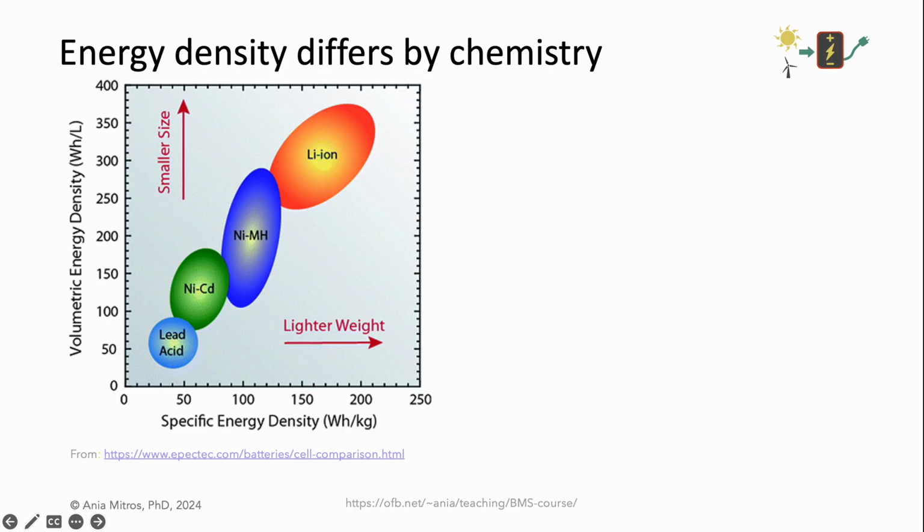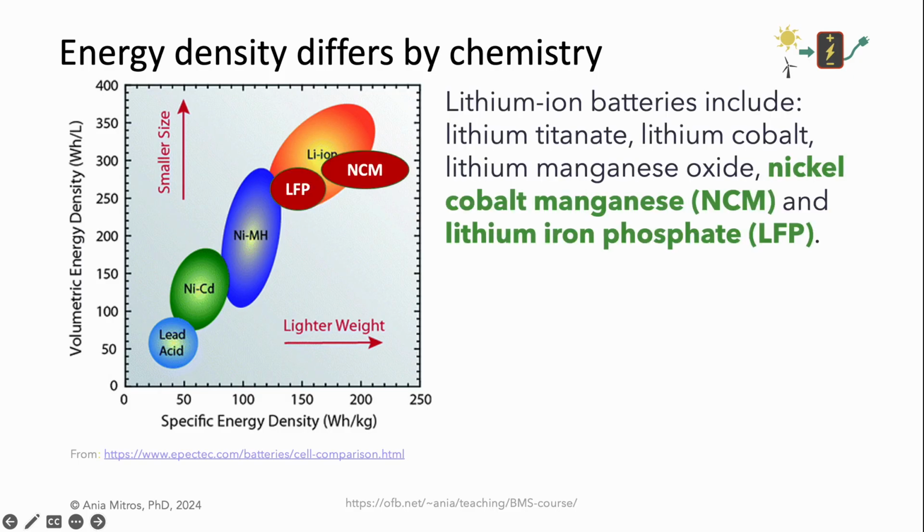Lithium-ion is actually a family of chemistries. 2 of the most common for electric vehicles are NCM, nickel cobalt manganese, and LFP, lithium iron phosphate. The F stands for Fe, the periodic table abbreviation for iron.